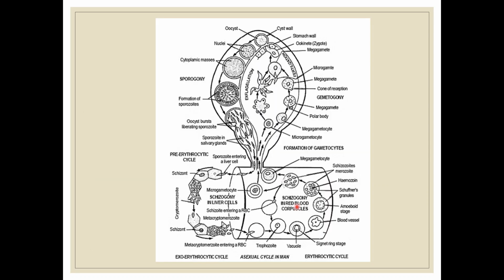This diagram shows the asexual cycle as well as the sexual cycle of Plasmodium vivax. The asexual cycle occurs in man, in the liver cell and the RBC, while the sexual cycle takes place in the alimentary canal and salivary gland of the female anopheles mosquito. The asexual phase of the life cycle takes place in man. So first we will discuss the life cycle of Plasmodium vivax in man.